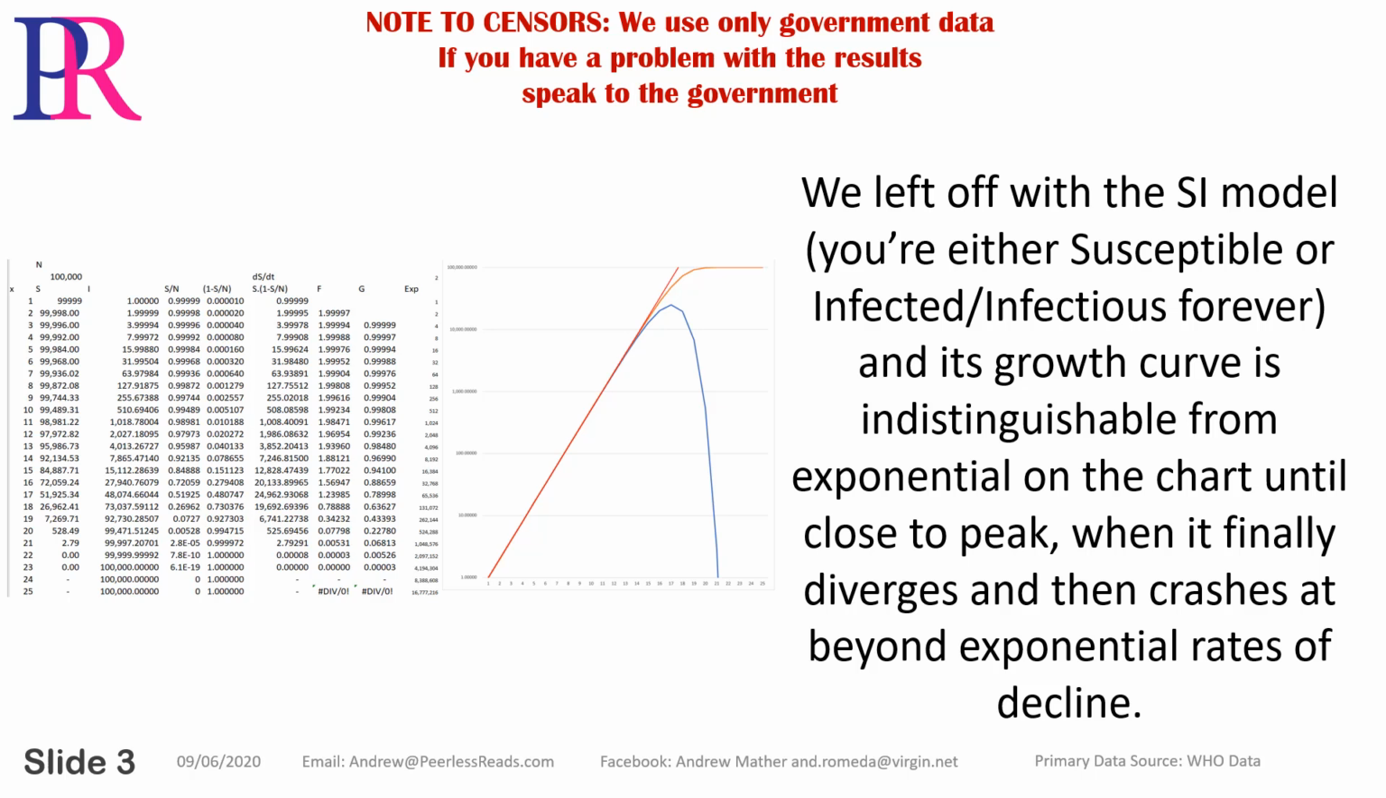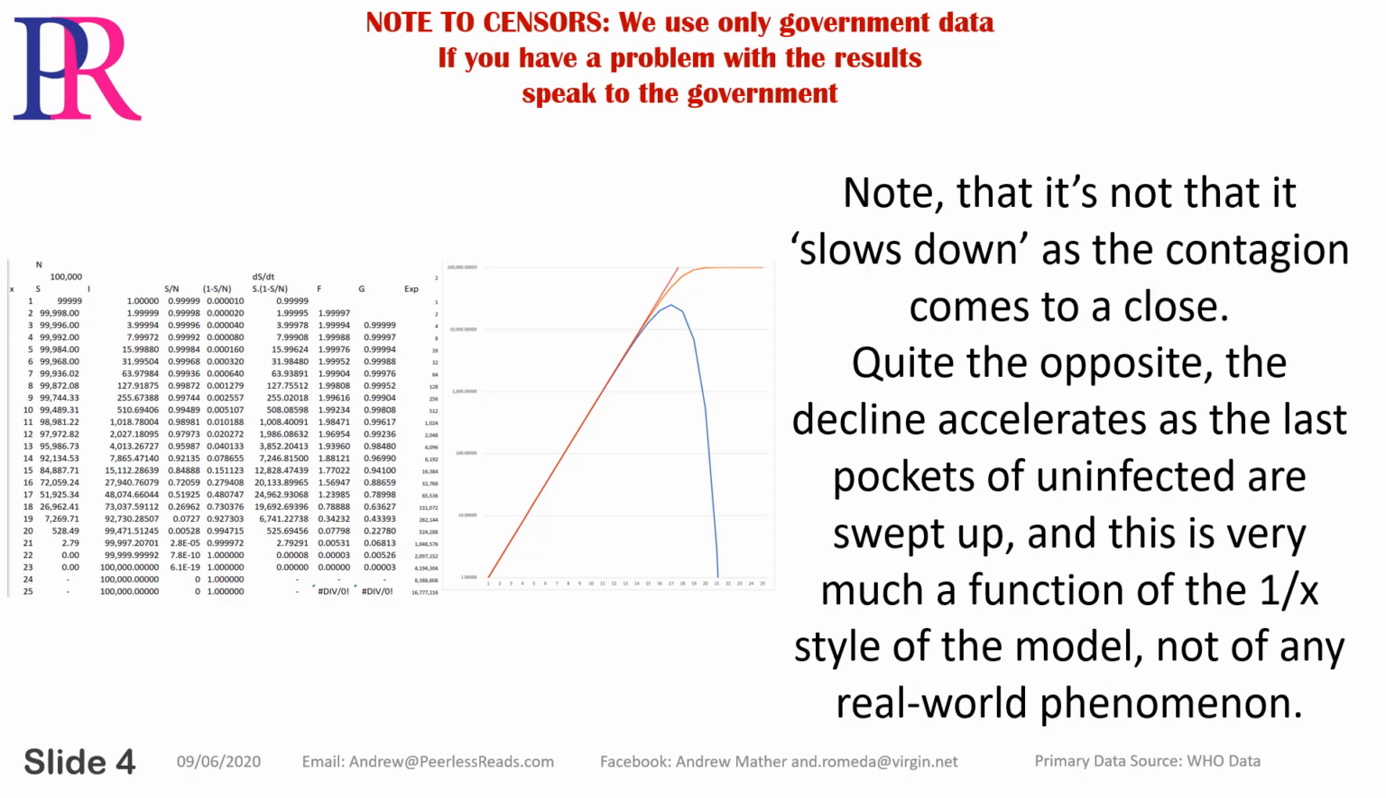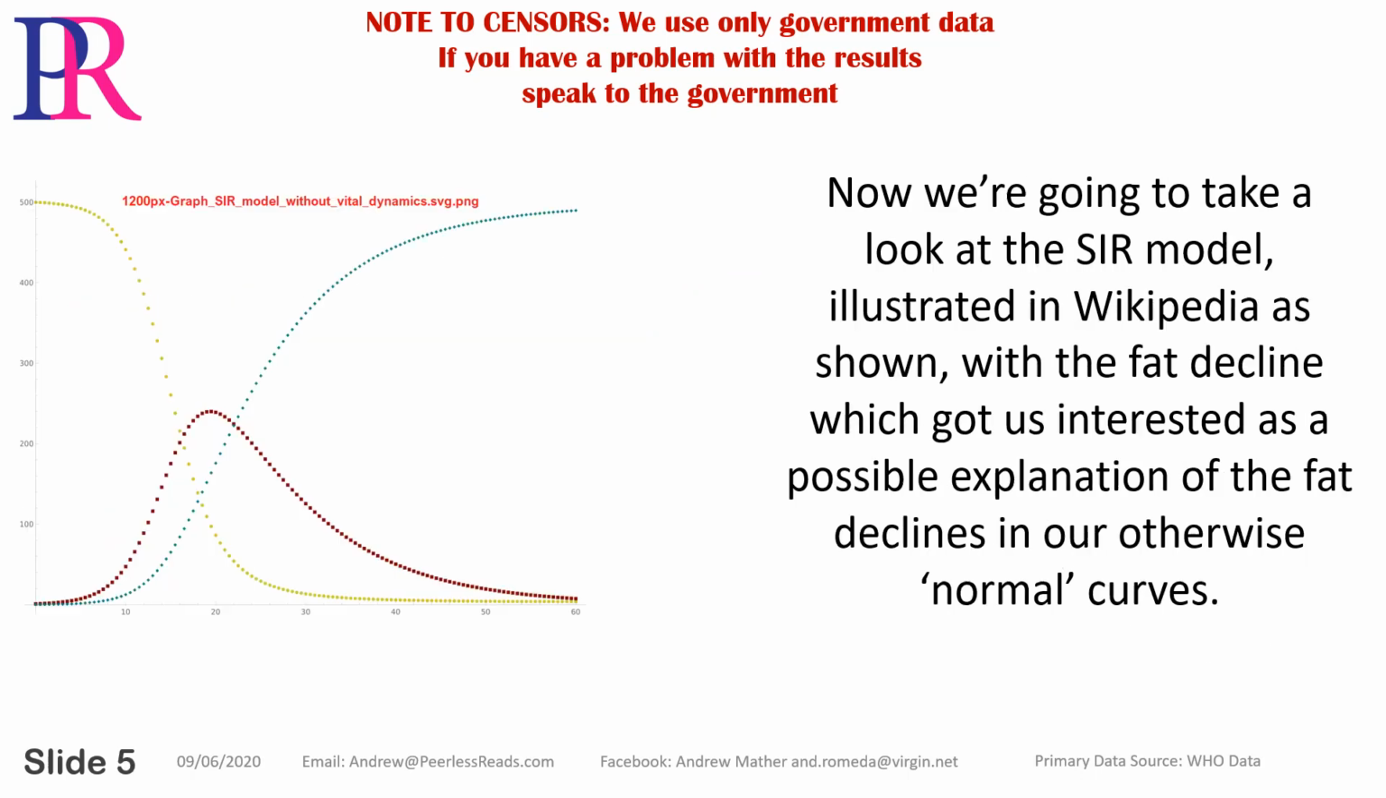We left off with the SI model. You're either susceptible or infected, infectious forever, and its growth curve is indistinguishable from exponential on the chart until close to peak, when it finally diverges and then crashes at beyond exponential rates of decline. Note that it's not that it slows down as the contagion comes to a close, quite the opposite. The decline accelerates as the last pockets of uninfected are swept up, and this is very much a function of the 1 over x style of the model, not of any real-world phenomenon.